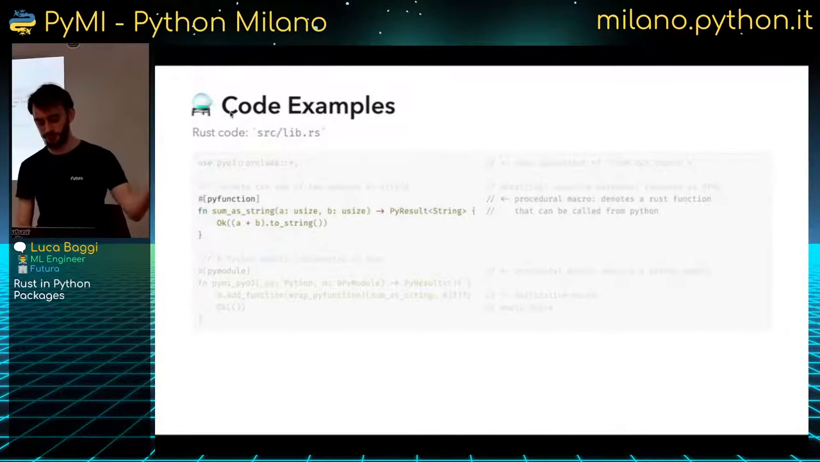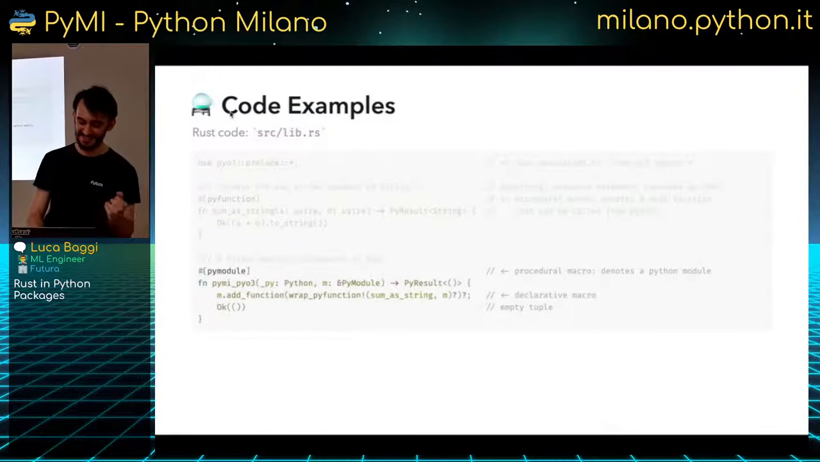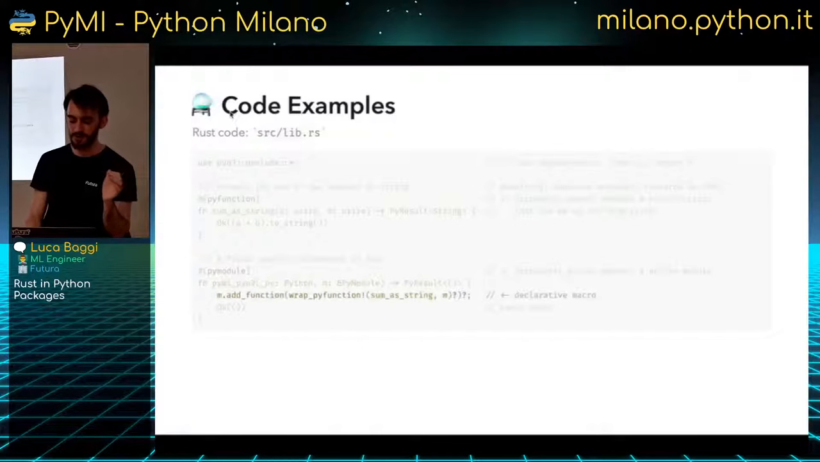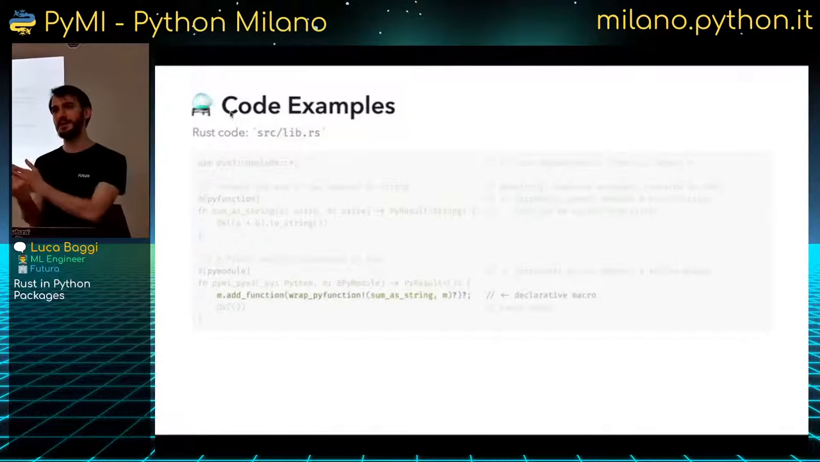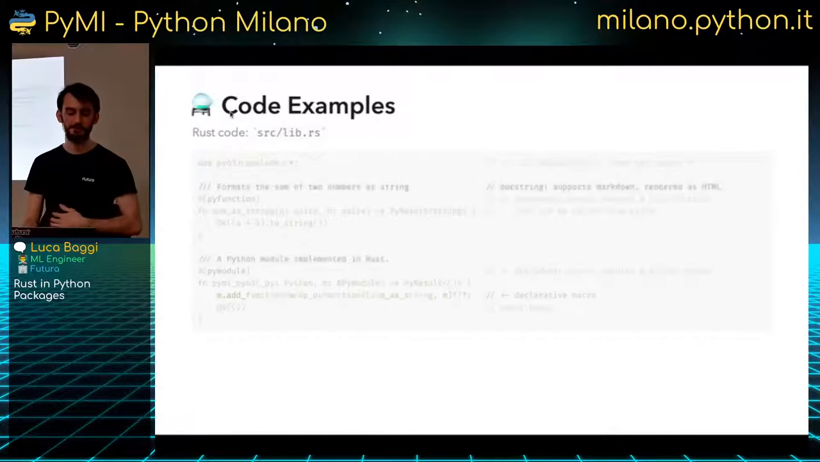This is a procedural macro. It's called a procedural macro. The other one below here is technically a declarative macro because it has the question mark. println!, for example, which is the print equivalent of Rust, is a macro as well because it takes in a number of arguments, and so on.